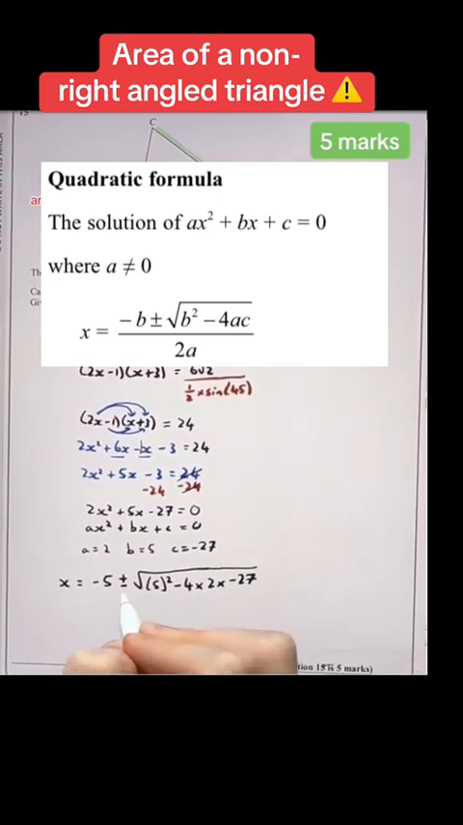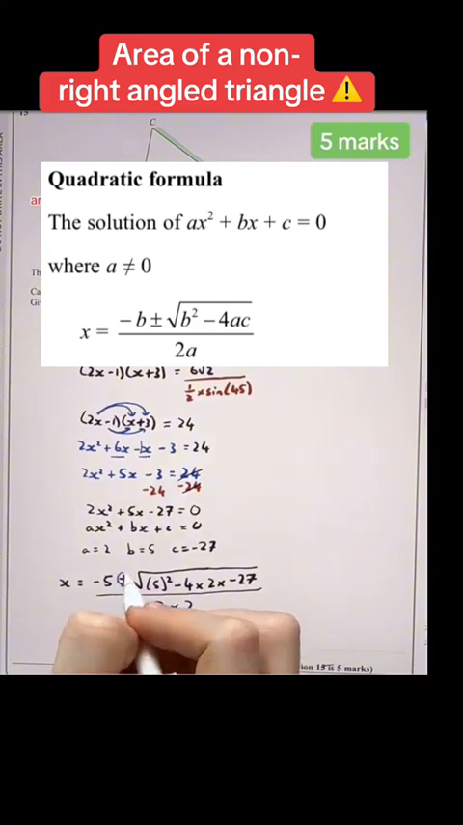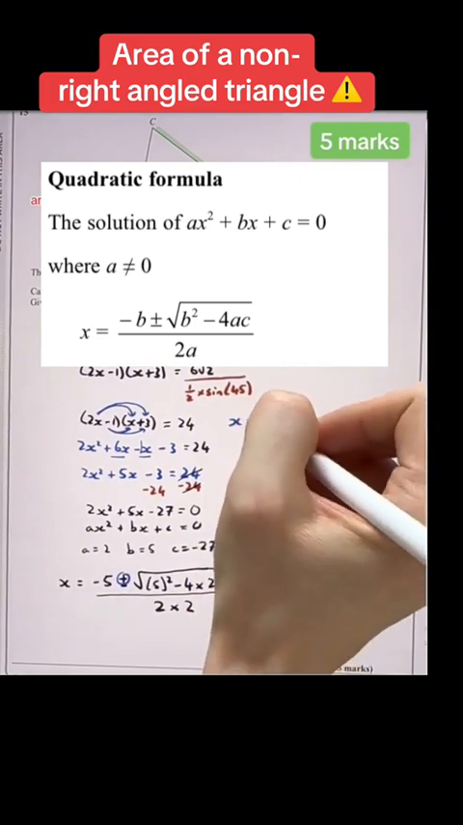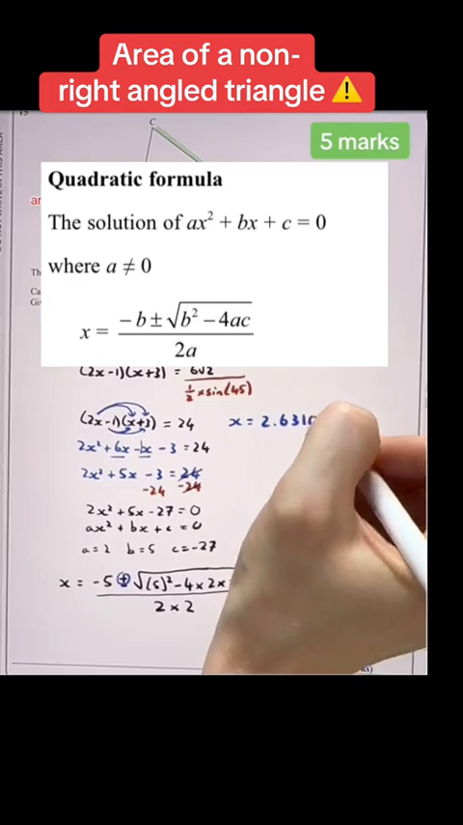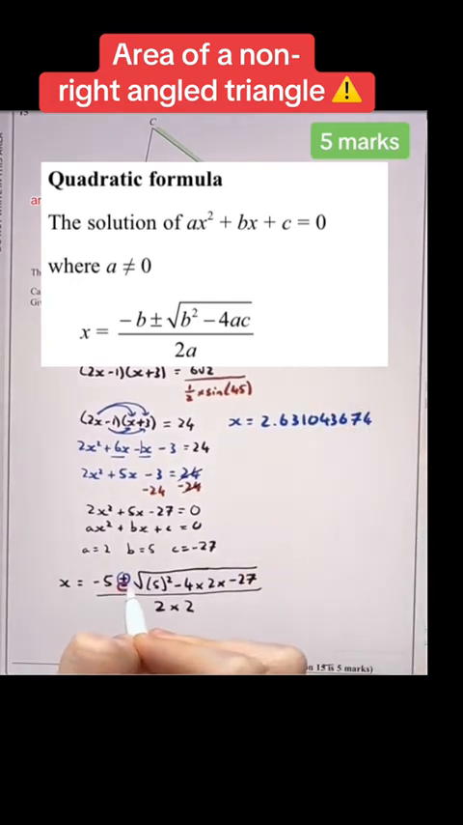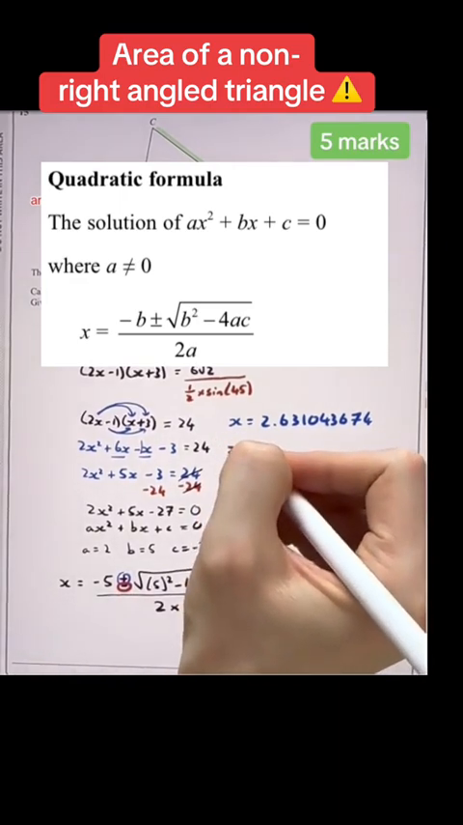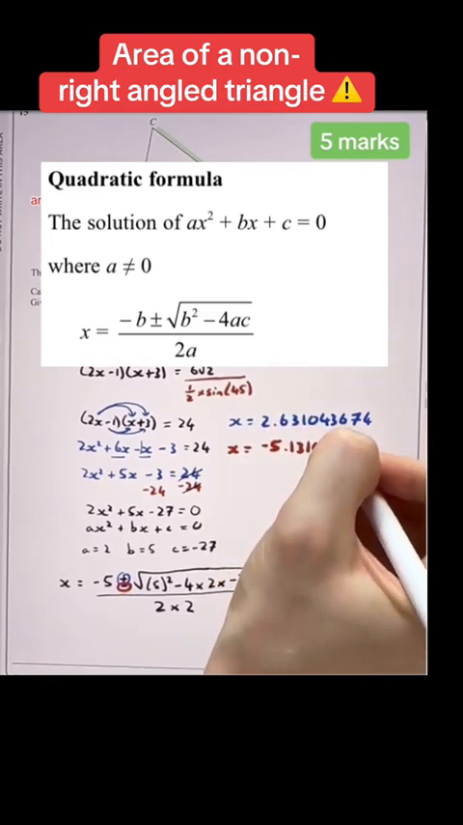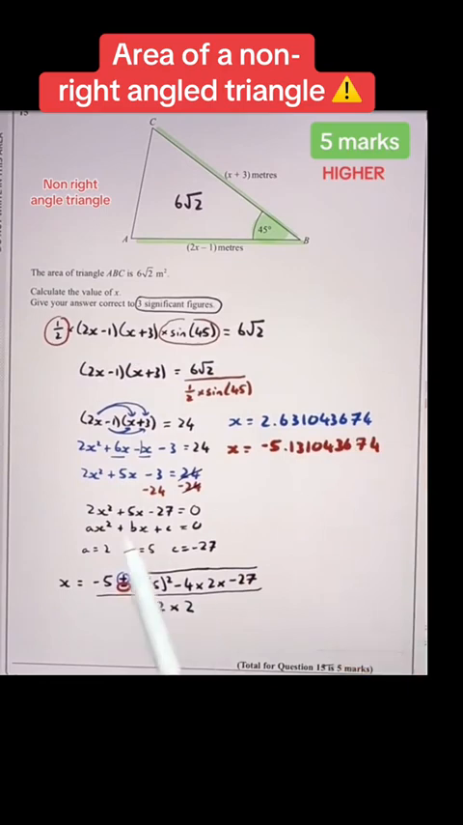And it's all over, i.e. divided by 2a. In this case 2 times a, and a is 2, so 2 times 2. Substituting into my formula, using the plus first, press equals, press SD, that gives me one value of x to equal 2.631043674. Now going back and taking the minus in front of the square root, that gives me a value of x to equal negative 5.1310 43674.